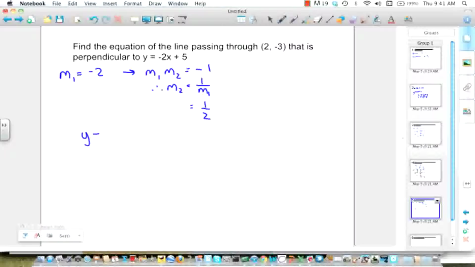Y minus y1, which in this case is 3, equals a half outside of x minus x1, so x minus 2. Y equals a half x. Half times minus 2 is minus 1. Plus 3 is then plus 2. So minus 3 times minus 4.